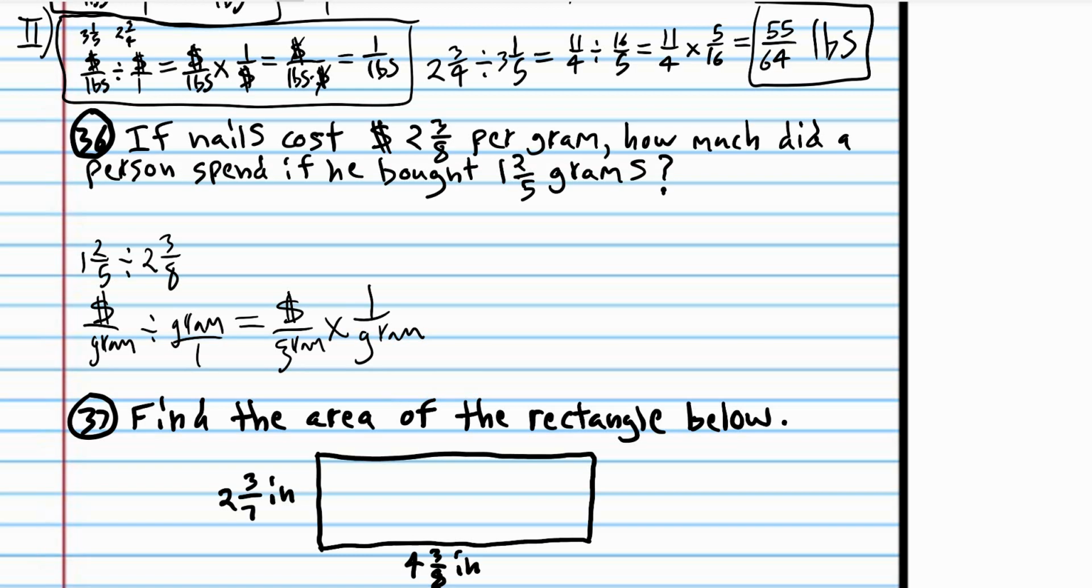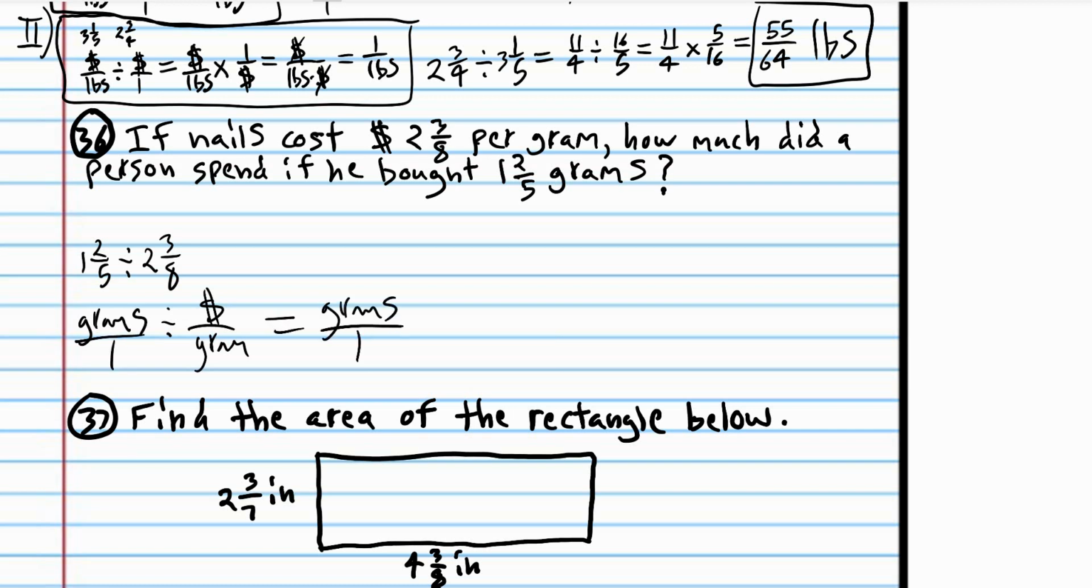You know what? I just did that wrong. I'm sorry. I did it the opposite direction. That should be grams divided by dollars per gram. And grams is over 1. Change it to multiplication, flip the divisor. It's the same algorithm we've been using.